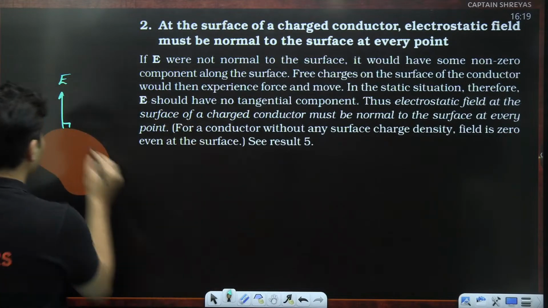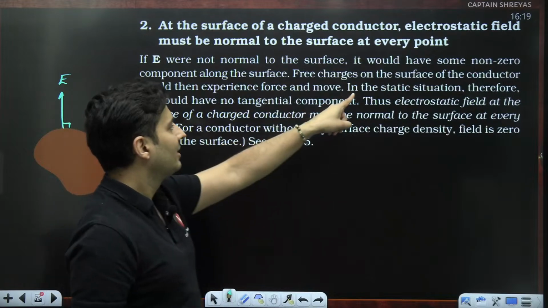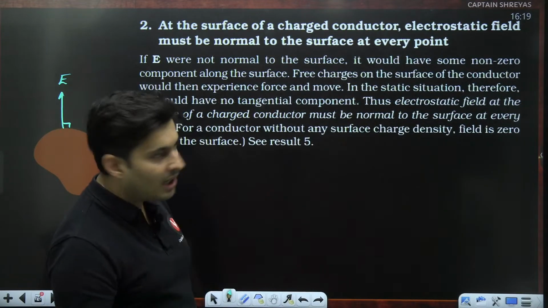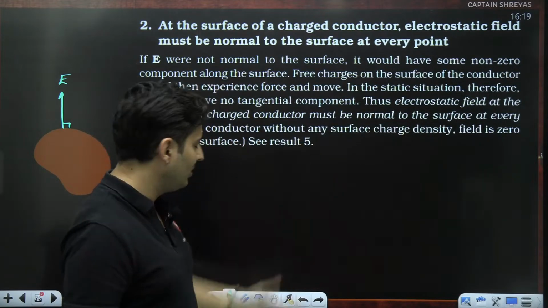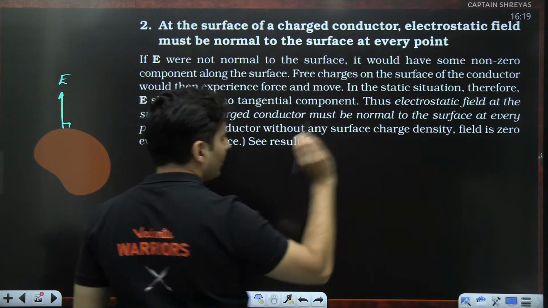That means there is no tangential component. Along the tangent, there is no component. Hence, there should not be any tangential component. Again, they repeat it. Thus, the field at every point is normal. How many times will you say the same thing, guys? But still, I'll highlight only the important thing.